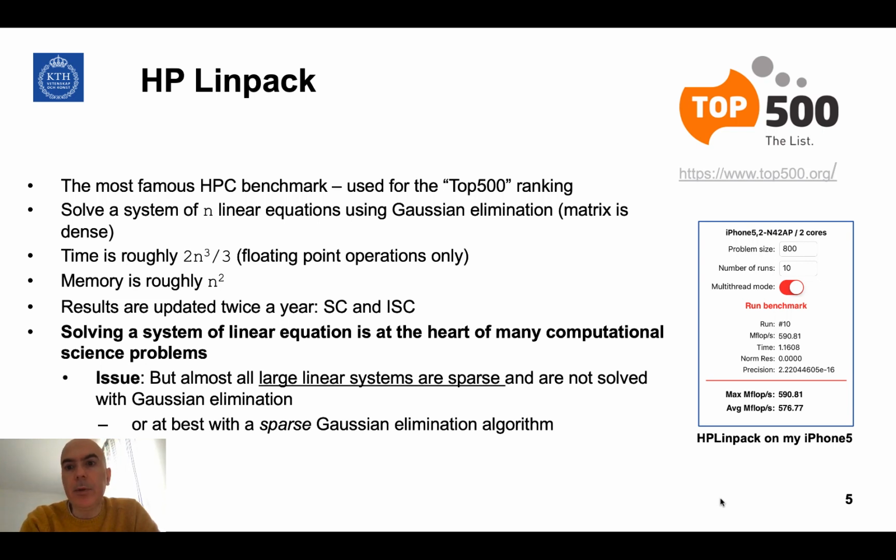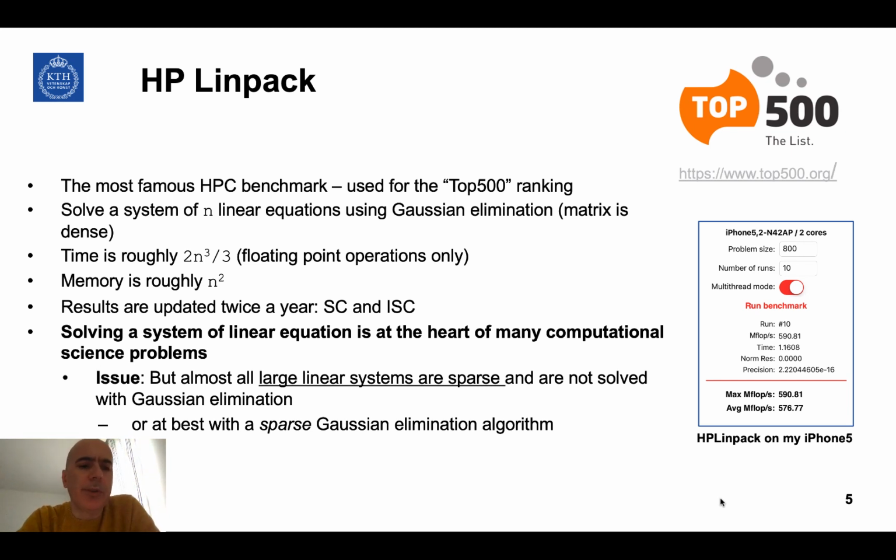The results of HPL on different systems are updated twice per year in connection to two major supercomputing conferences. First in November, at Supercomputing, which is typically a conference in the US, and second in June at ISC, a supercomputing conference held in Europe. So why is this one of the most famous HPC benchmarks? The reason is that solving a system of linear equations is at the heart of many computational science problems. When we discretize a continuous equation on a grid, we come up with a PDE that corresponds to solving a linear system on the grid.